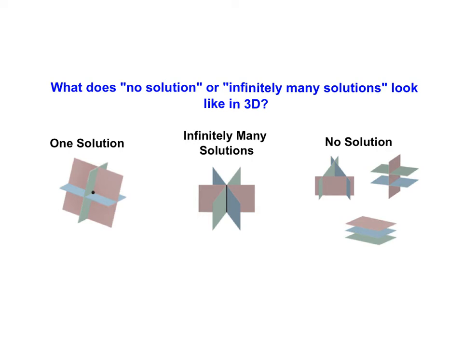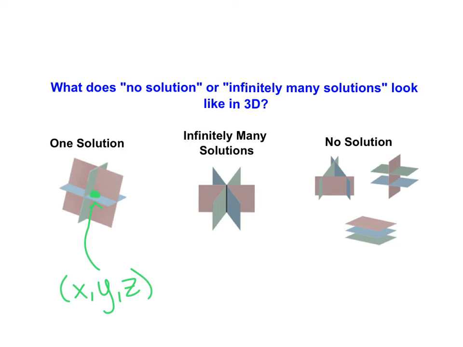As we talked about in 2D, when we had two-variable systems, we also have situations in 3D where we have one solution, no solution, or infinitely many solutions. On the previous slide, we talked about when we have one solution, we're finding this ordered triple point, x, y, z. We're finding that one single point where all three planes cross.